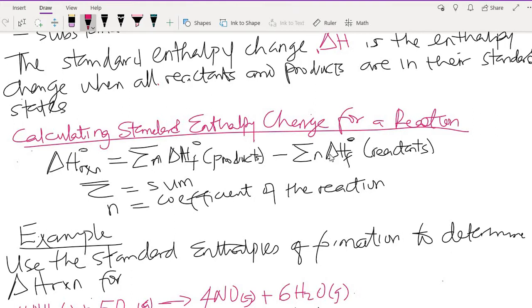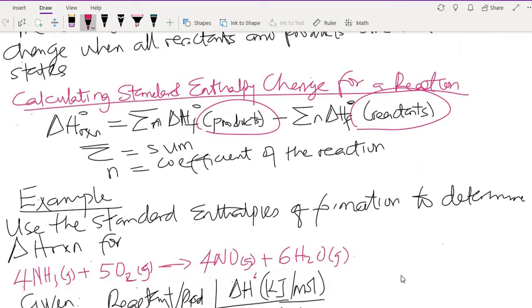Calculating the standard enthalpy change for a reaction involves the summation of the enthalpy of formation of all products minus the summation of all enthalpy of formation of reactants. We have to remember constantly that it is the summation of the products minus the reactants, not the reverse.